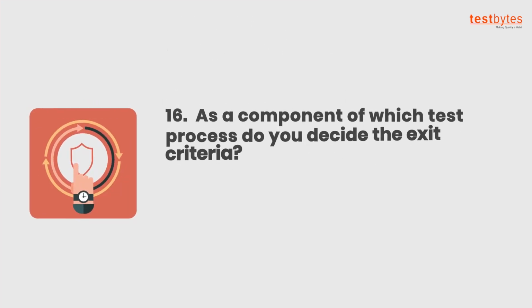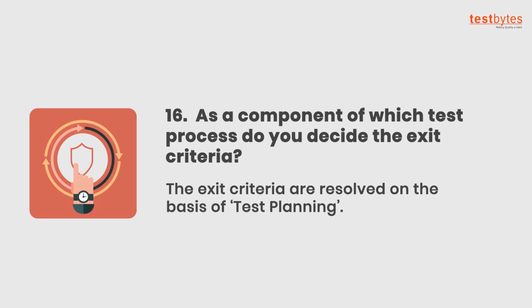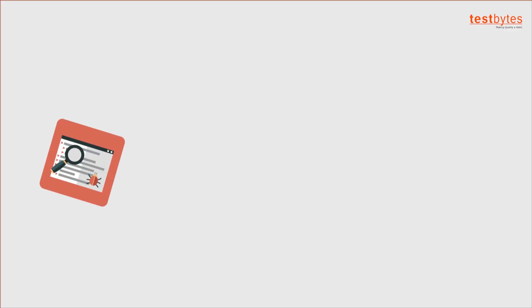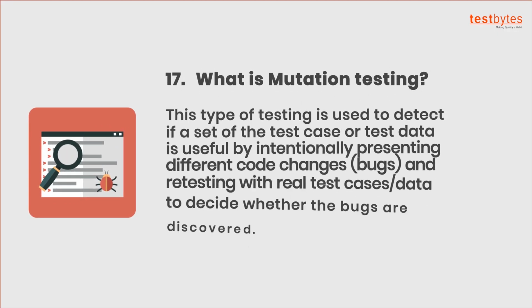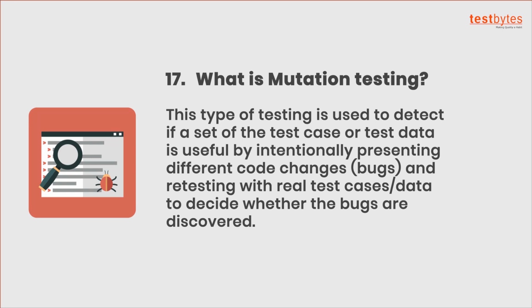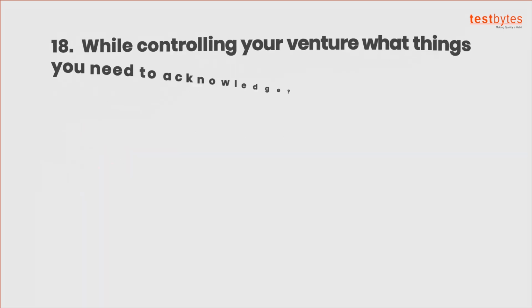Number 16. Component of which test process decides the exit criteria? The exit criteria are resolved on the basis of test planning. Number 17. What is mutation testing? This type of testing is used to detect if a set of test cases or test data is useful by intentionally presenting different code changes, that is bugs, and retesting with real test cases and data to decide whether the bugs are discovered.